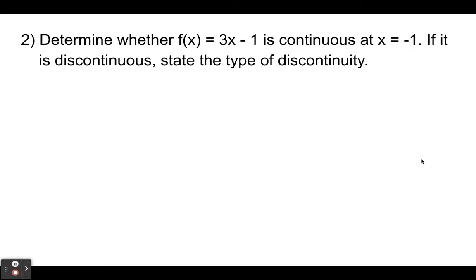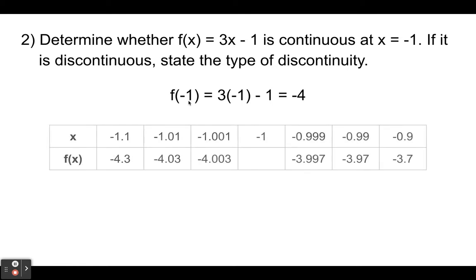All right. Okay, so let's try one. Let's determine whether this function is continuous at this point. If it is discontinuous, I want to know the type of discontinuity. Here's the key concept, so we should write this down somewhere. I only need two things to figure out if it's continuous. I need the y value at -1, and I need the limit as I approach -1. So let's start with the y value. The y value is easy. I just substitute x equals -1 in, and I'll get -4. So at x equals -1, y is -4.